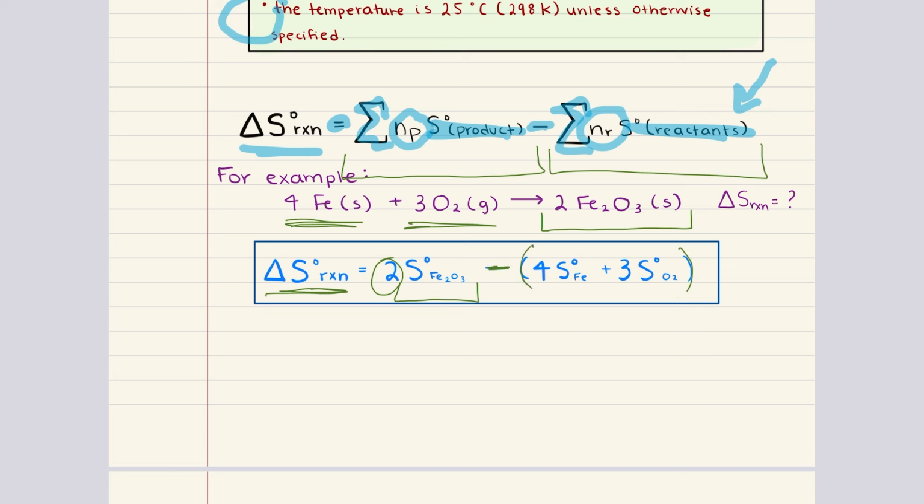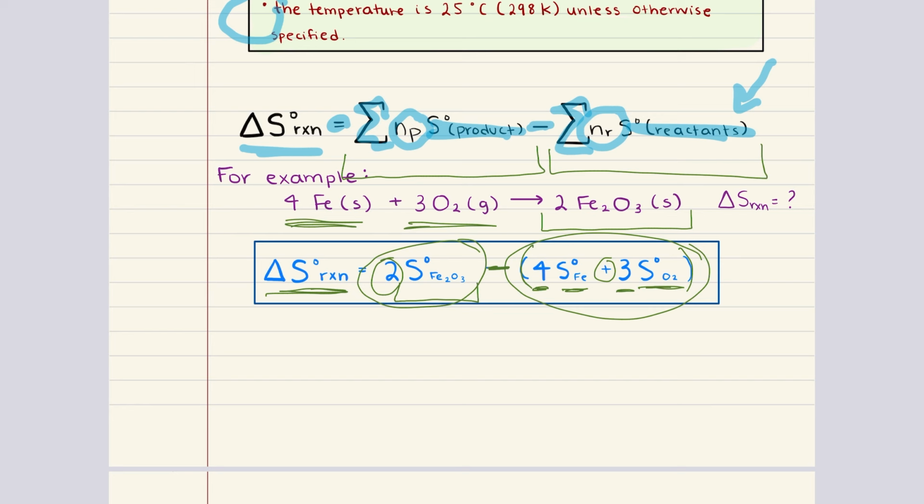This term is equal to 4 times the standard molar entropy of iron plus 3 times the standard molar entropy of oxygen gas. These are the reactants. All right, and these two quantities are subtracted. So we subtract the total entropy of the reactants from the total entropy of the product.